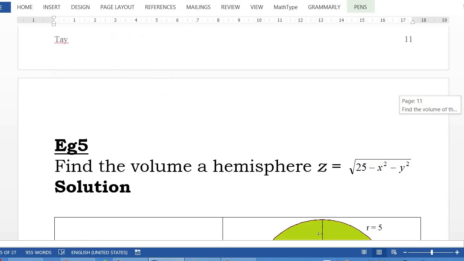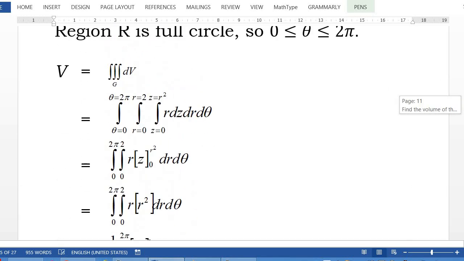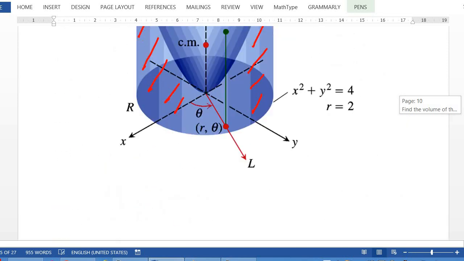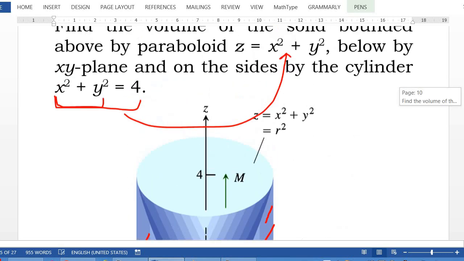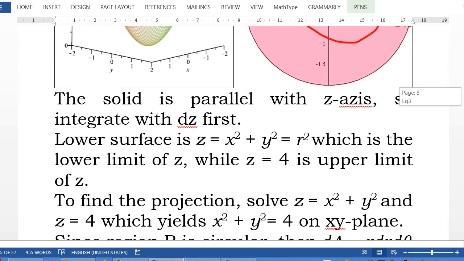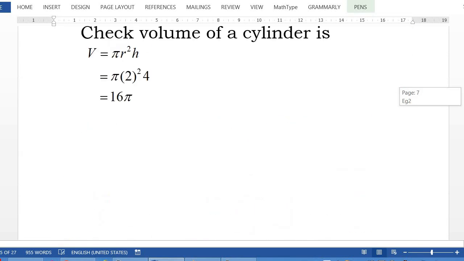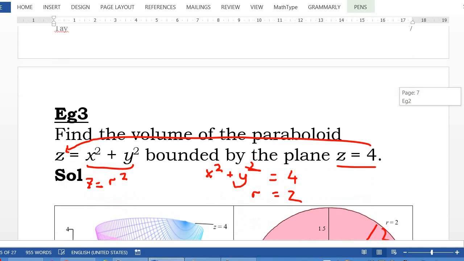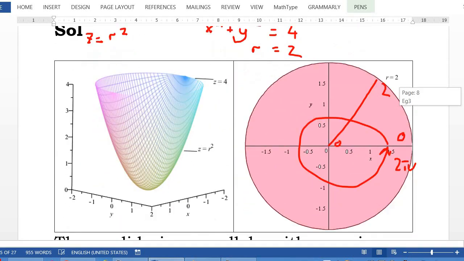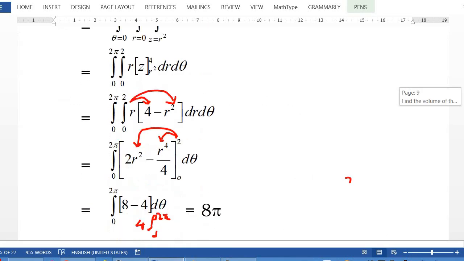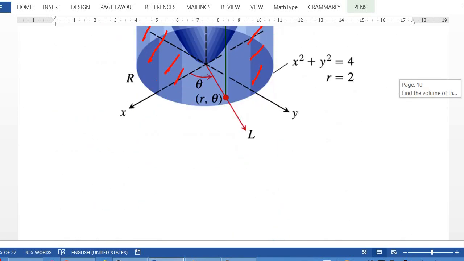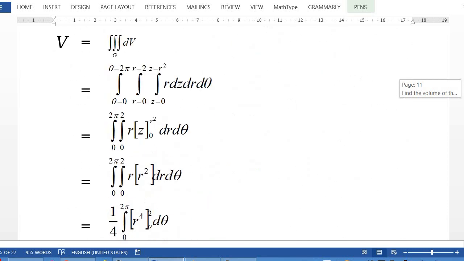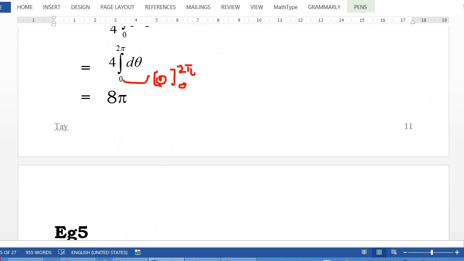As I said, you can actually check it with this volume. You can take the volume of the cylinder in example 2, 16 pi, and deduct the volume of the paraboloid in example 3, which is 8 pi. Then you get the result 8 pi, the same value as what you obtained using cylindrical coordinates.